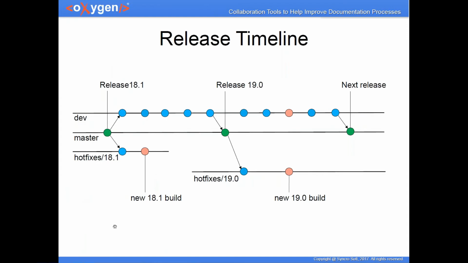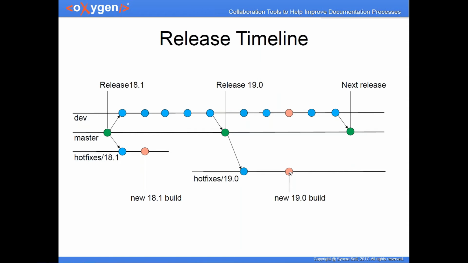So anytime the documentation is published in between releases, we always use this hotfixes branch. That way, of course, it will include everything that was in the dev branch back at the time of the release since they were merged, but then the only additions will be those commits that we've added to that branch.